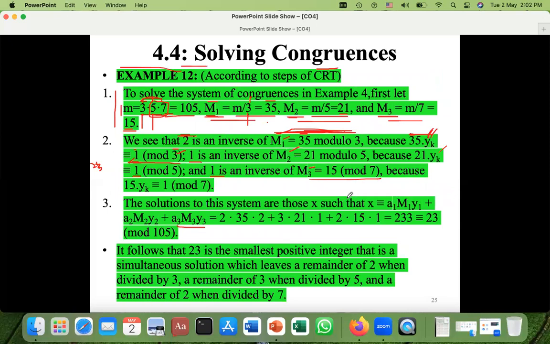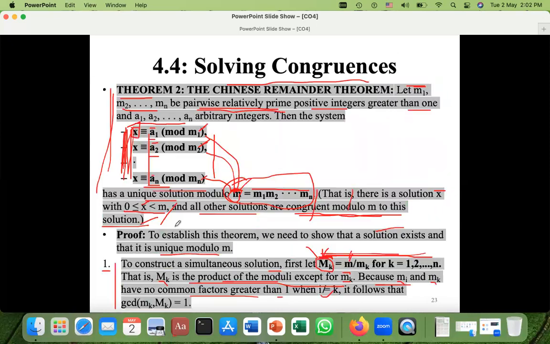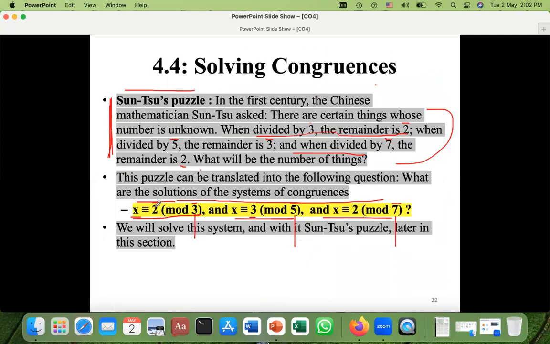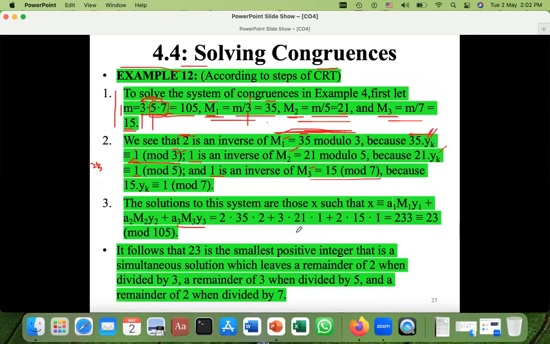And okay, what is a1, a2, and a3? This is a1, this is a2, this is a3. Which are the remainders? 2, 3, and 2. These 2, 3, and 2 are the remainders.